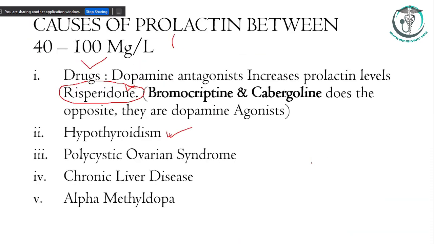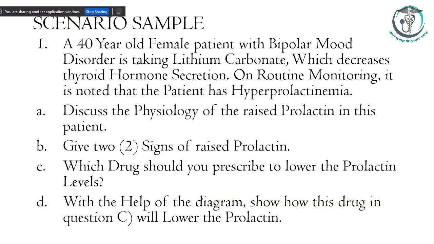Another cause is polycystic ovarian syndrome. Just memorize it like that. Liver disease. Someone who has liver disease can end up having what is known as hyperprolactinemia. Plus another drug called alpha-methyl-dopa. Let's try to answer a question as always.